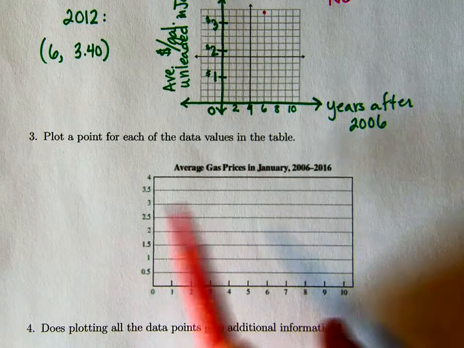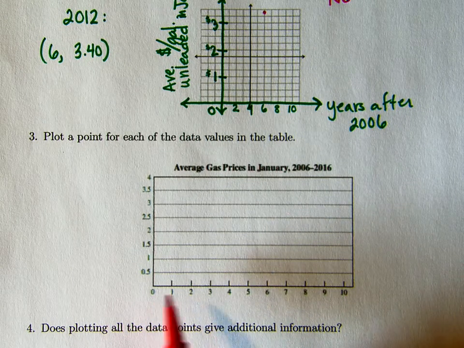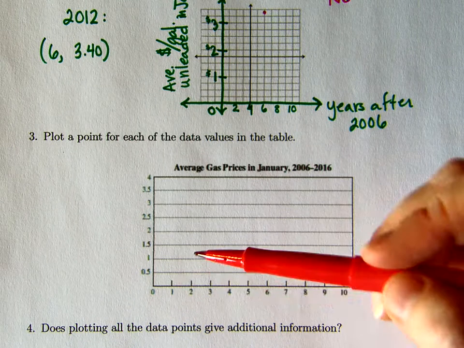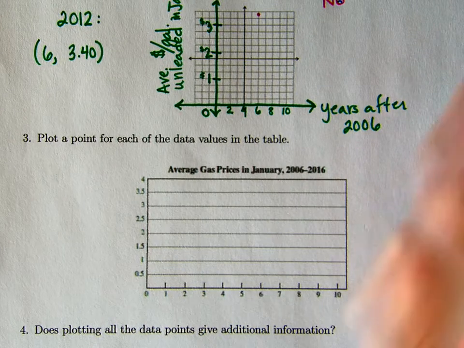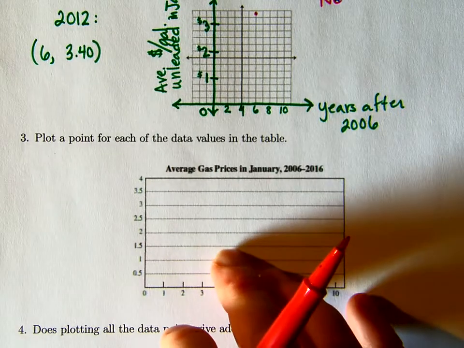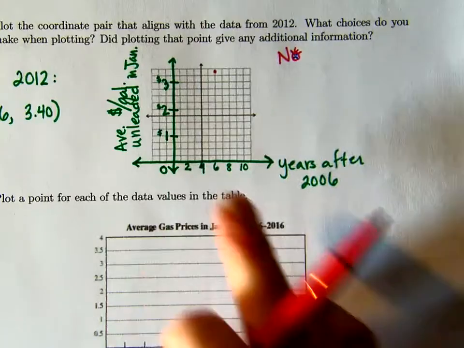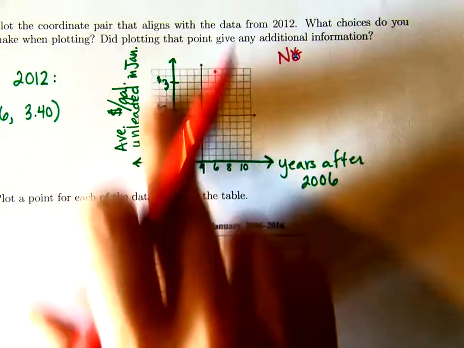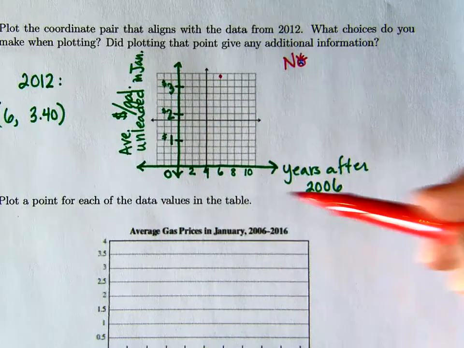Okay, your book gives you this, and notice that they chose also to go from 0 to 10, and they went by half dollars. Now, believe it or not, this is great, and you could fill in this grid, but I think that this is actually going to be a little bit easier for me because I went up by quarters. So I'm going to use this grid actually after moving the axes.